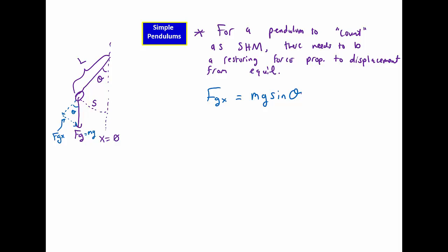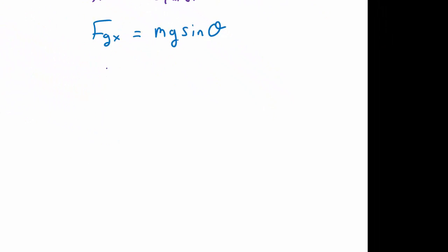And what we're going to do is an approximation here, and this only works when the angle is really small. Pendulums are only going to be simple harmonic motion when the angle is really small. So I'm going to make the approximation that the gravitational restoring force is going to be equal to m times g times theta. The reason I'm going to make this approximation is because theta is almost nearly equal to the sine of theta when the angle is really small.